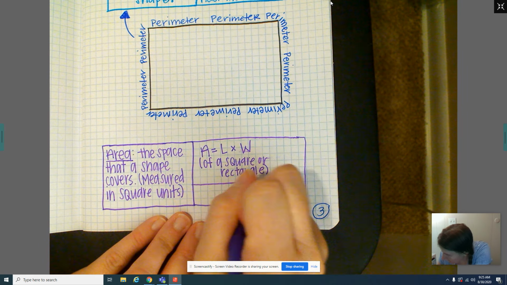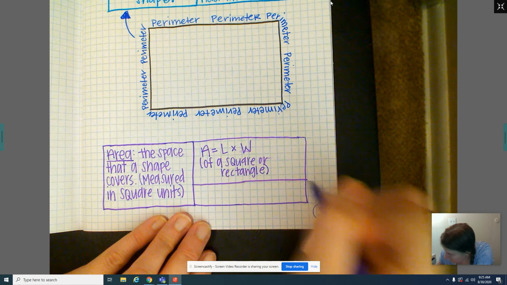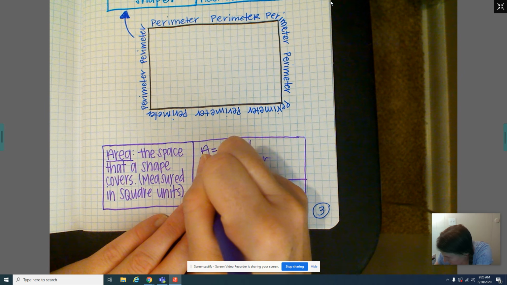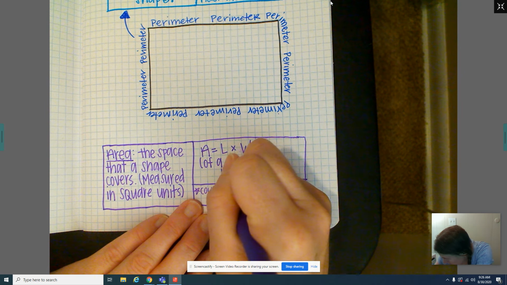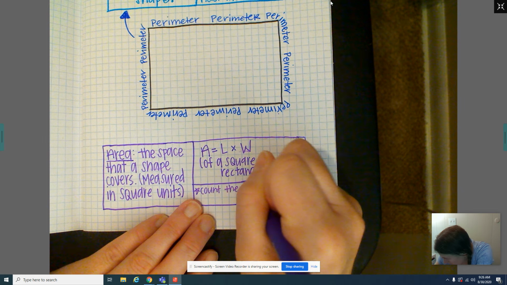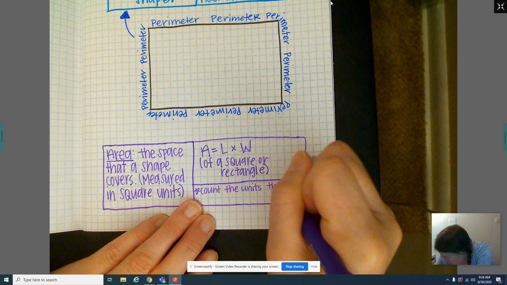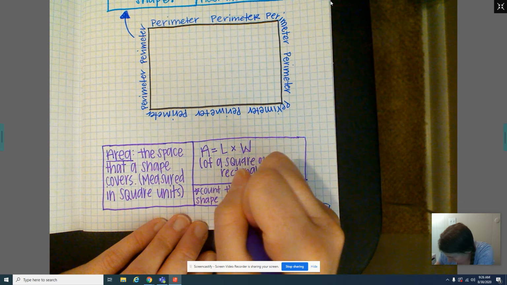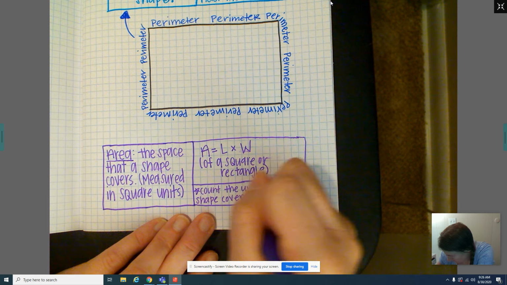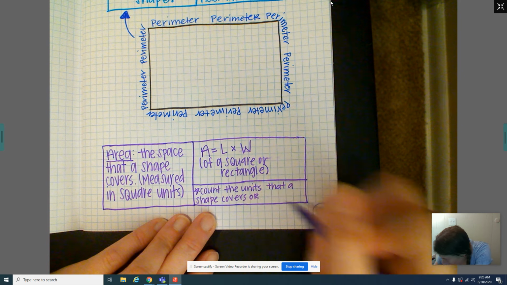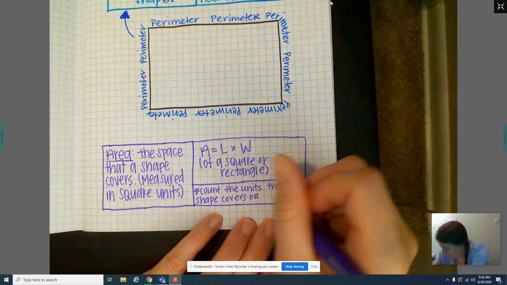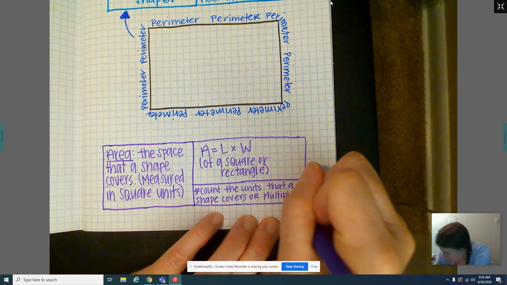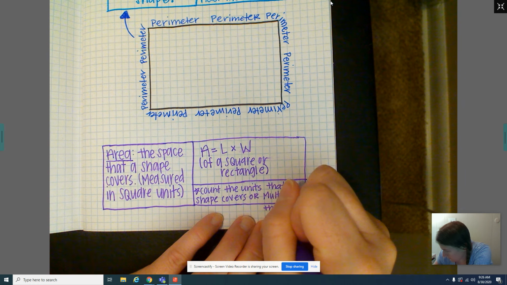So the other thing that some people like to do is, sometimes you can count the units that a shape covers, or I'm going to run out of room here, so I might have to go outside my little box. That's okay. Multiply the sides.